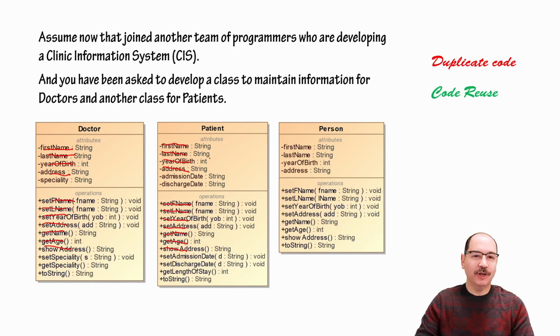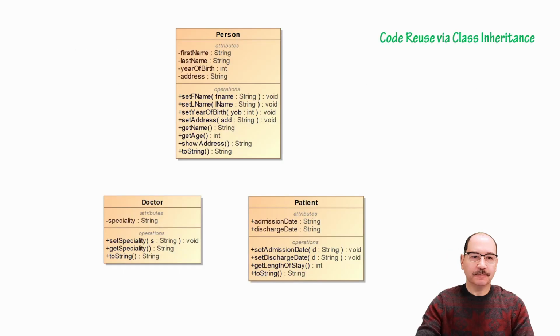So how can we reuse the code that we implemented already in the person class and use it in the patient and the doctor class without the need to duplicate it again? This is the purpose of the inheritance relationship between classes. So let me show you how we can do this.